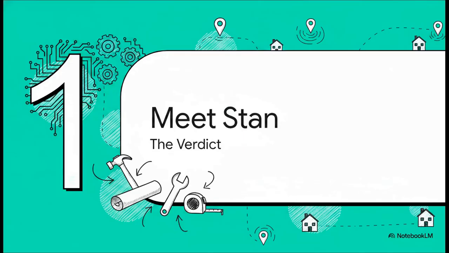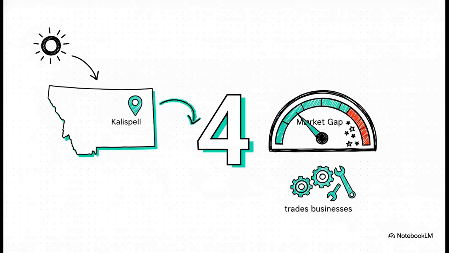Section 1. Meet Stan and the verdict. Now, I want to emphasize right out of the gate that this analysis isn't some generic chatbot output, okay? This is highly personalized based on real, boots-on-the-ground, local intelligence specifically tailored for Stan's exact situation and location. And here's his verdict, a viability score of a 4 out of 5.